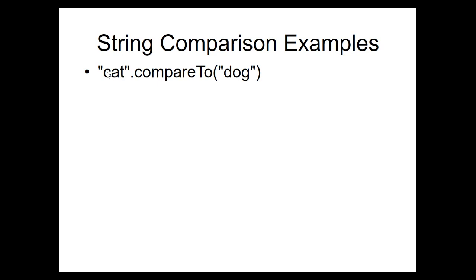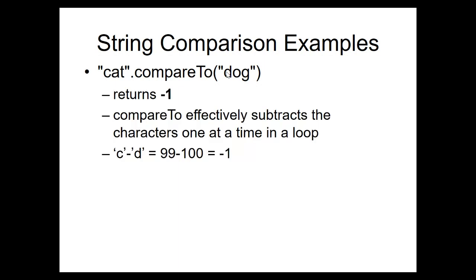So in this case, it's comparing the C to the D, and they are different, so it's going to effectively subtract the ASCII code for a C and the D. So it's going to return a -1 because C minus D, C is 99 and D is 100. So when you subtract those, you get a -1.